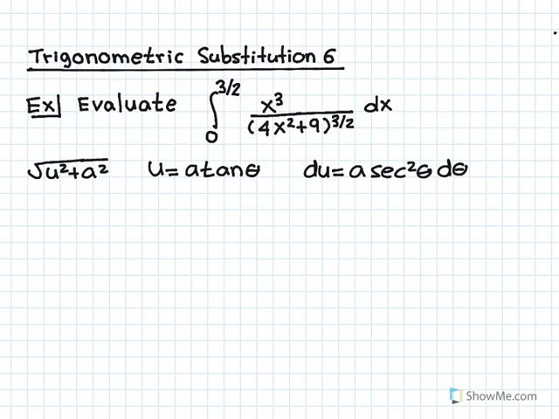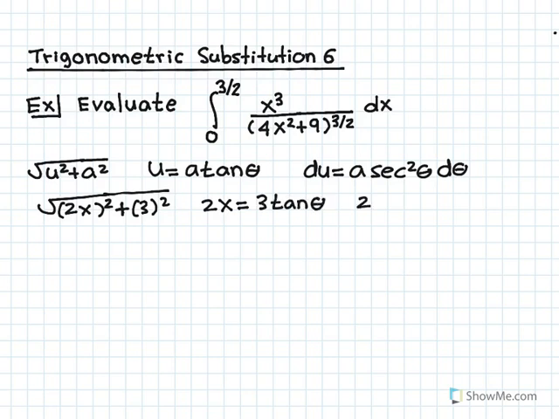So what we have is root of 2x squared. Notice we're writing 4x squared as (2x) all squared plus, and we will rewrite 9 as 3 squared. This way we can fit it into the pattern above. So 2x will be equal to 3 tan theta. Differentiate both sides, we get 2 dx is equal to 3 secant squared theta d theta.